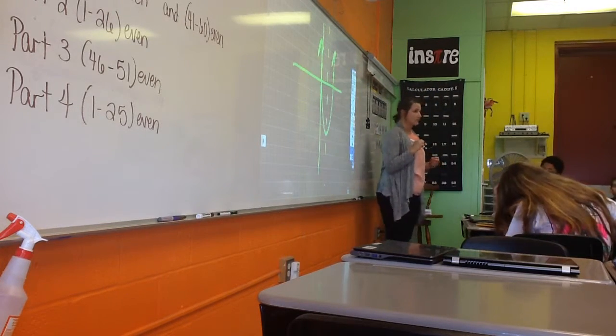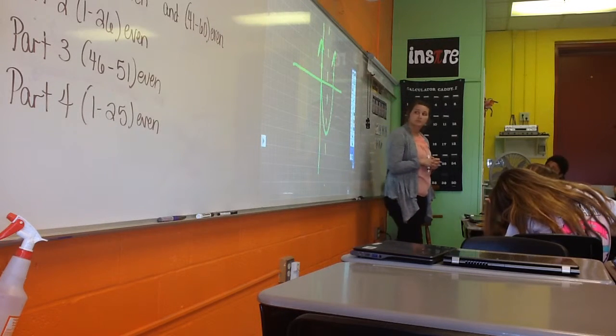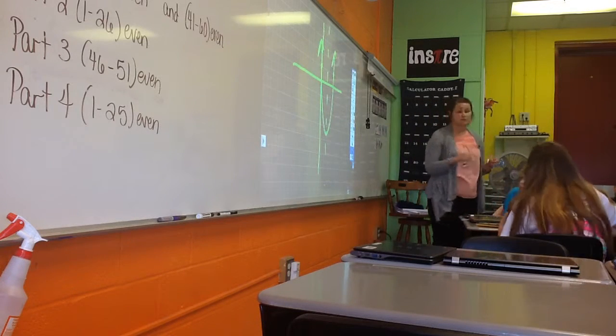Okay. So once I have my third point, I can then draw my graph. That looks like a street. That looks like a smiley face. Oh, yeah. Questions?